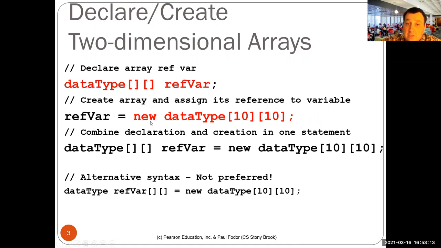You can combine the declaration and creation into one single statement. So the reference variable is a matrix of some data type, which is the reference to a new array of that data type of 10 rows and 10 columns each. An alternative syntax, which is not preferred because it mixes the variable with the type definition, is the one inherited from C, in which you have the data type of the element, then the reference variable, and then the fact that this is an array of arrays. It's not preferred, but for historical reasons it is accepted.